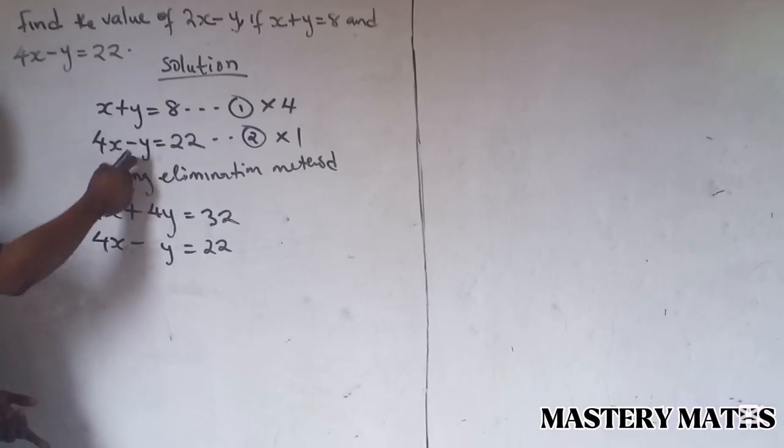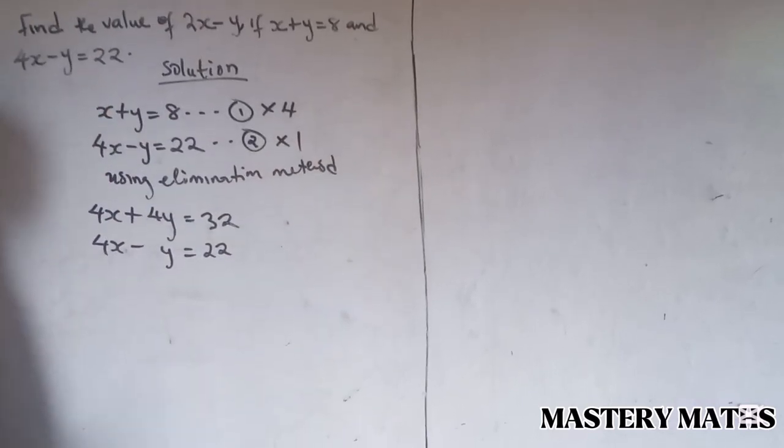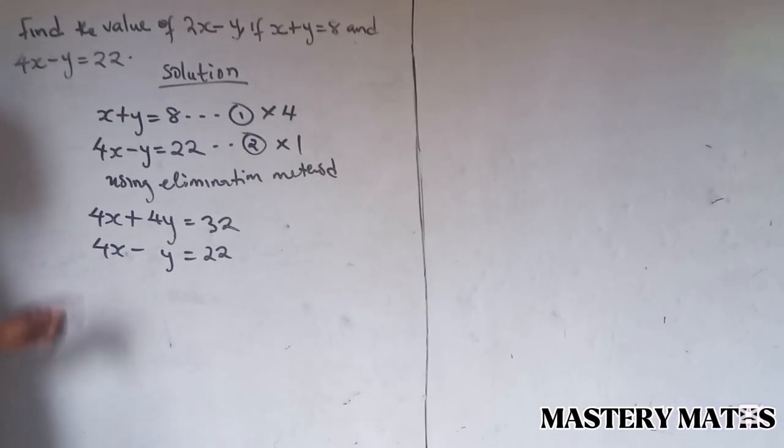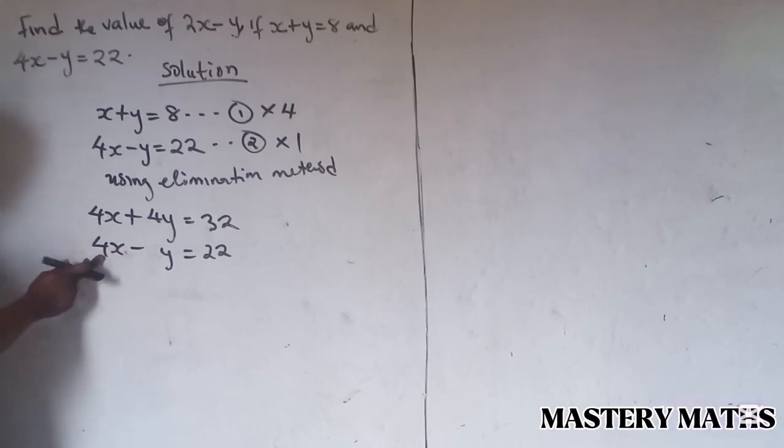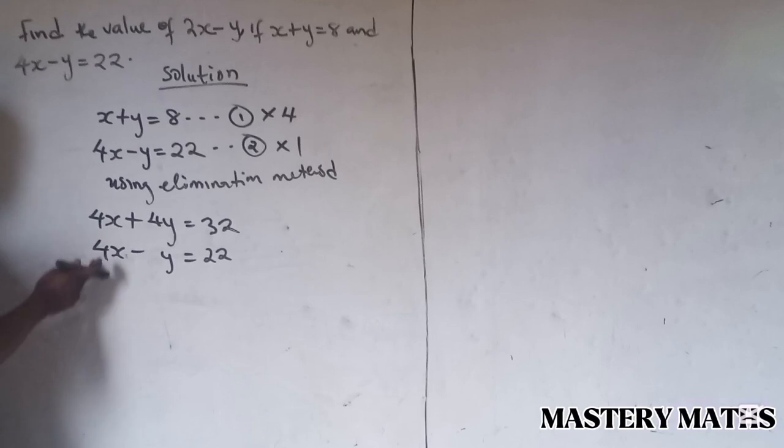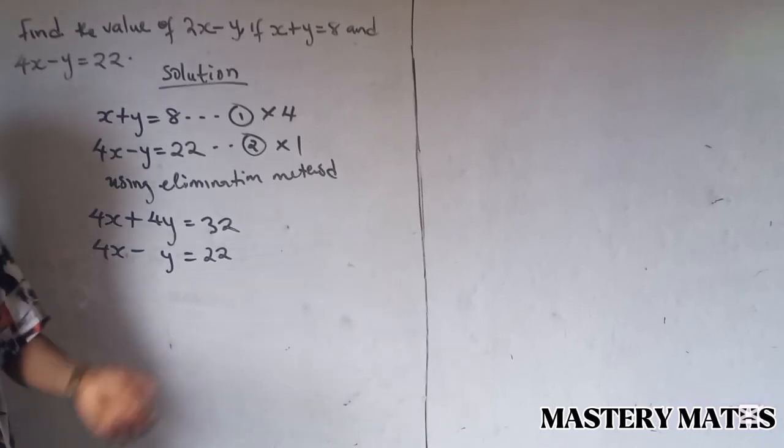And you can say plus this, minus this is out. It is balanced. Or we chose to use the x part. Now we've balanced the x. This 4x is balanced. Now since they are balanced, we can now eliminate.